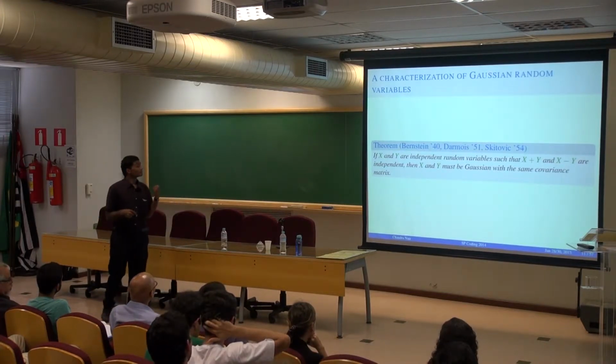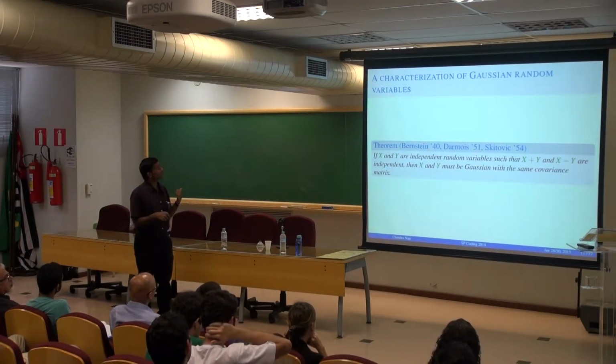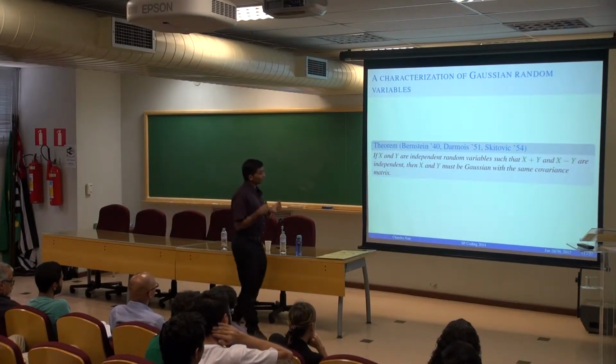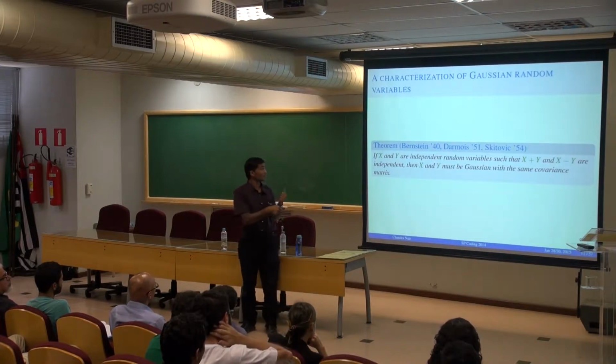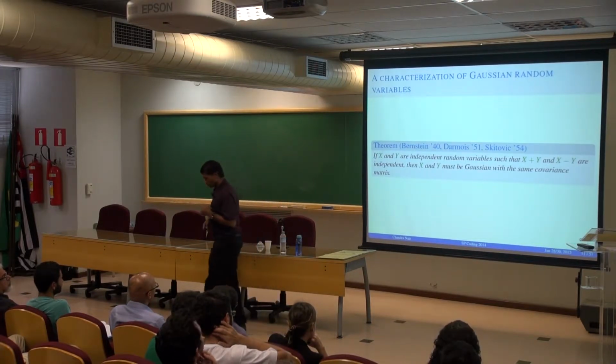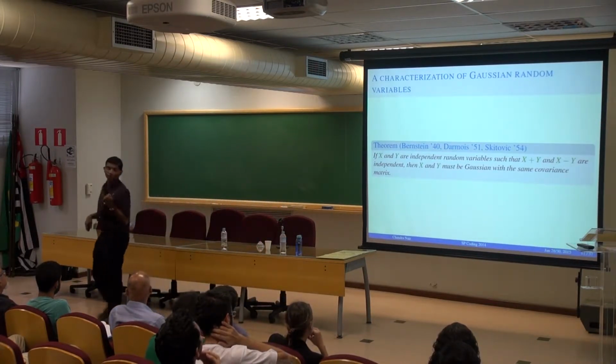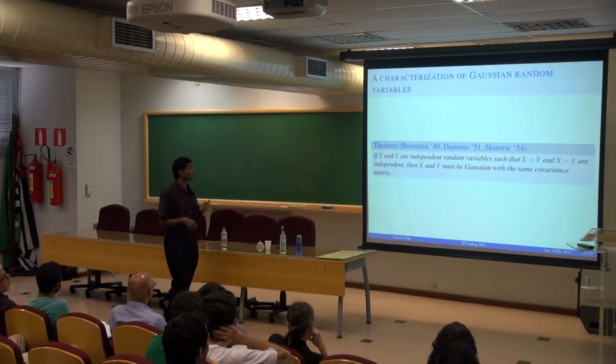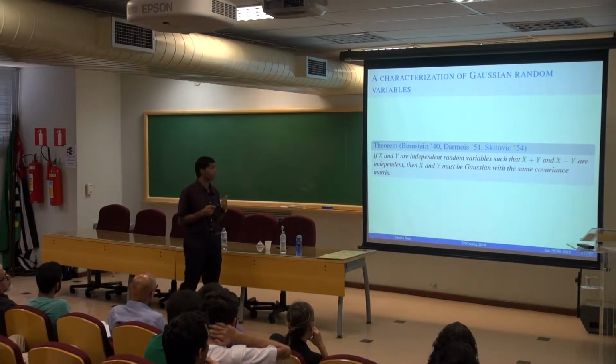Okay. So this was initially proved by Bernstein in 1940, assuming some moment conditions, and then it was later generalized by Darmois and Skitovich. I think this was independent. You will see a proof of this. It's not very hard to show, at least for scalar cases. The vector case is not any harder. But it turns out to be very, very useful for us. Okay.